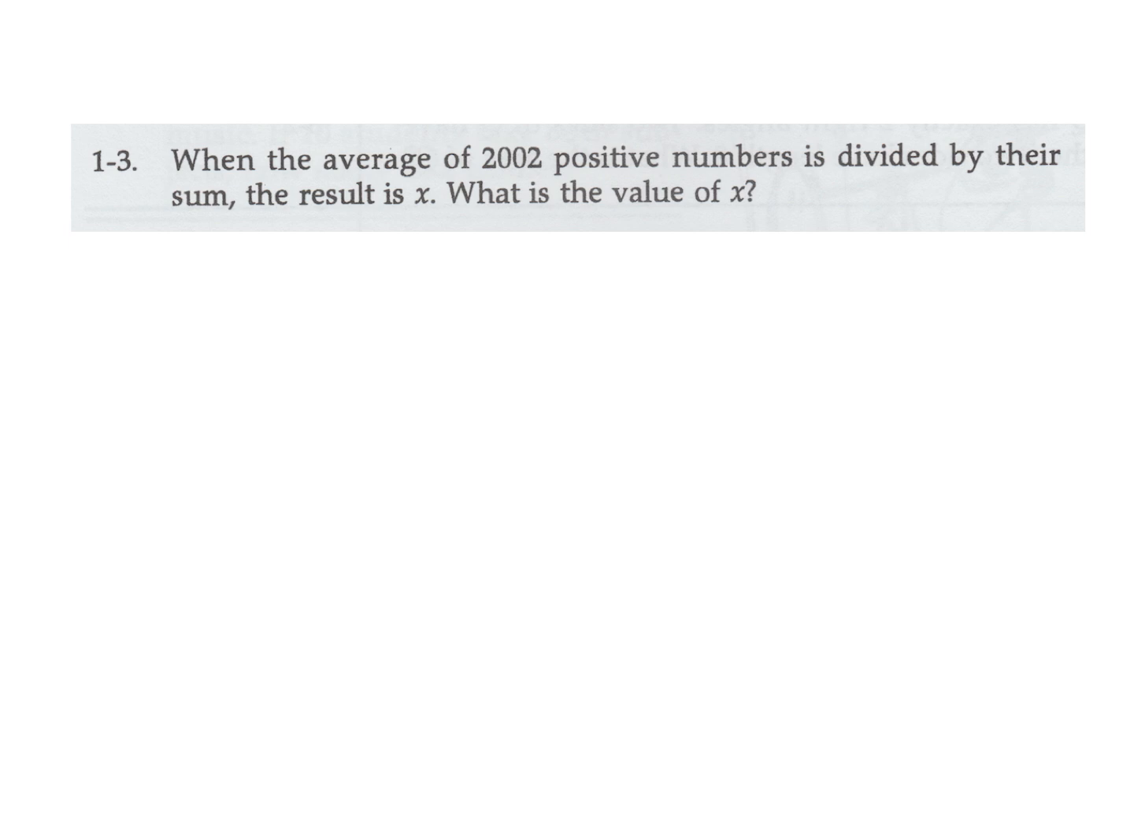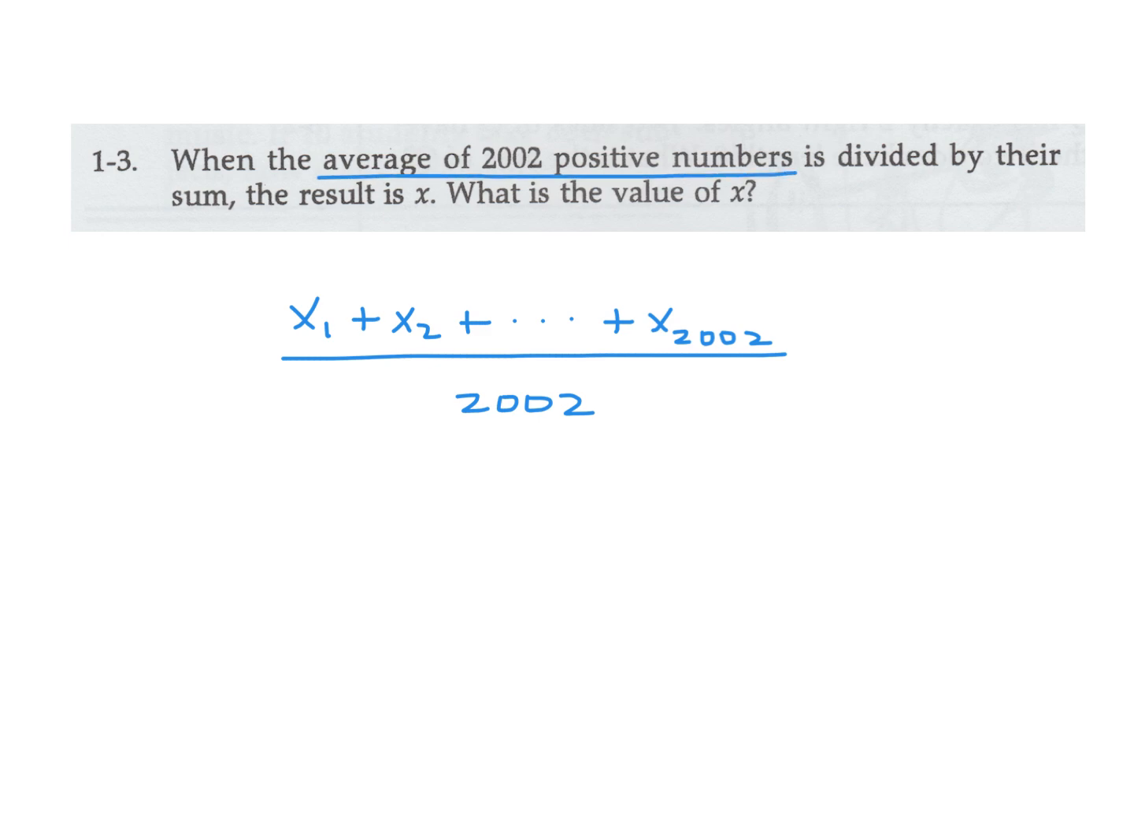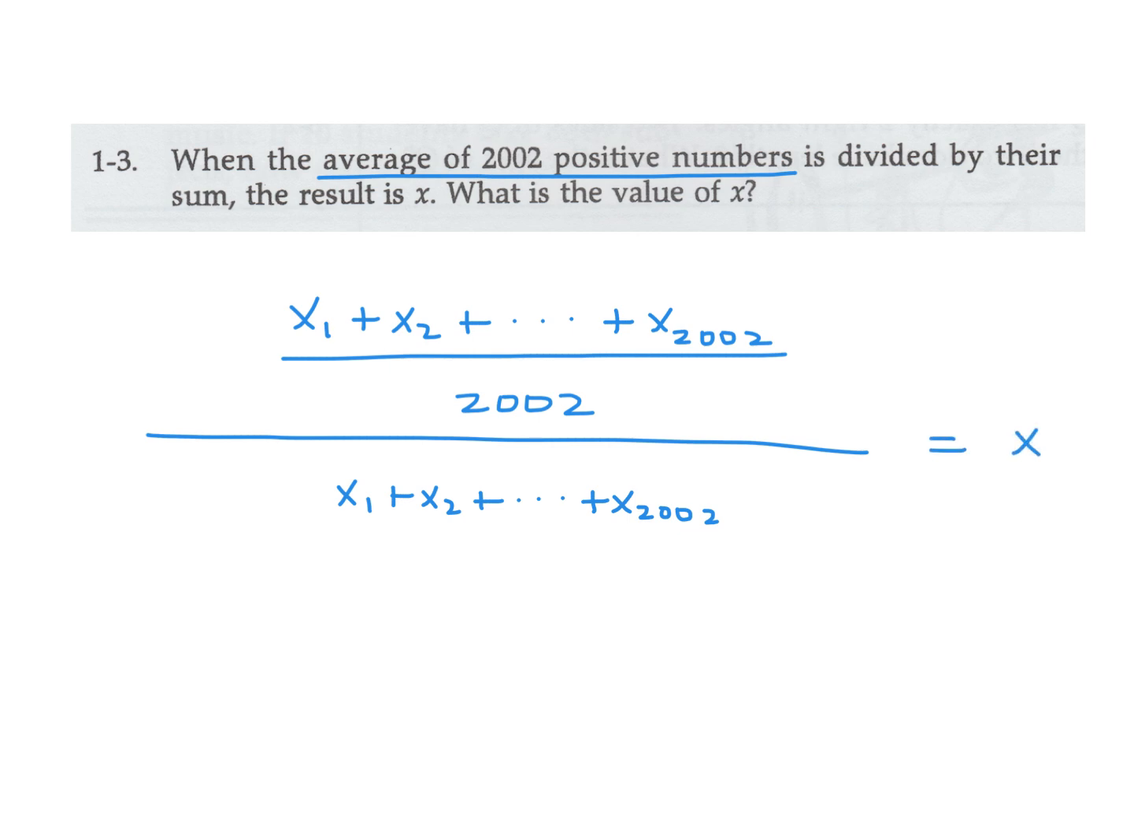When the average of 2002 positive numbers is divided by their sum, the result is x. What is the value of x? Okay, so we have 2002 positive numbers, so let's label them x1 to x2002. And to get the average, we divide by 2002. And then they're saying that's the average of these. And then they're saying this is divided by their sum, so x1 plus x2 plus dot dot dot plus x2002. And they're saying that result is x.